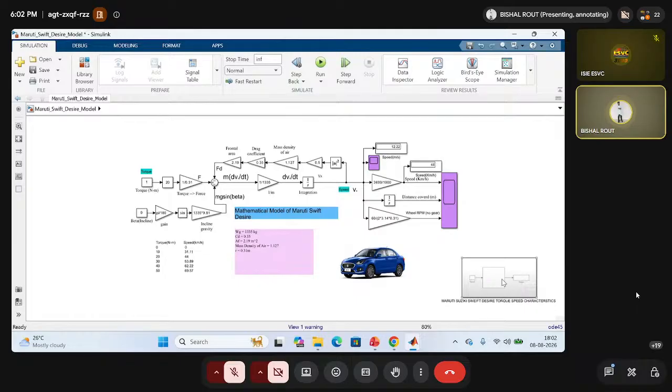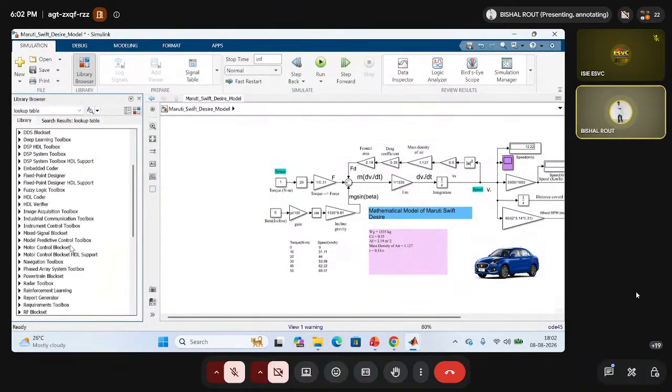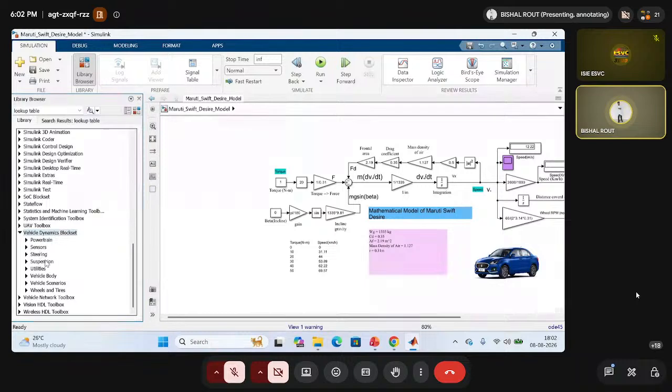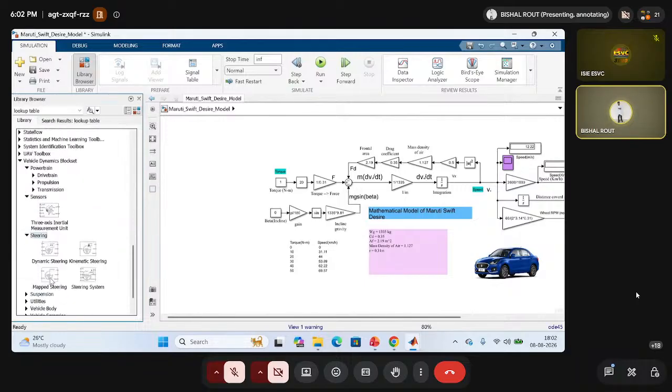So this is the basic thing. But nowadays, this is a MATLAB 2022 model. There is also a vehicle dynamics blockset. If I go to the library, yeah, you can see this is the vehicle dynamics blockset. You can see the powertrain, sensor, steering system, suspension, vehicle body, vehicle scenarios, wheels, tires. You can use these multiple vehicle dynamics blocksets for the purpose.